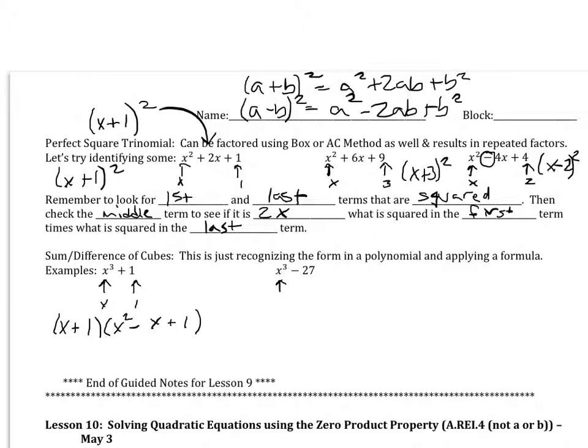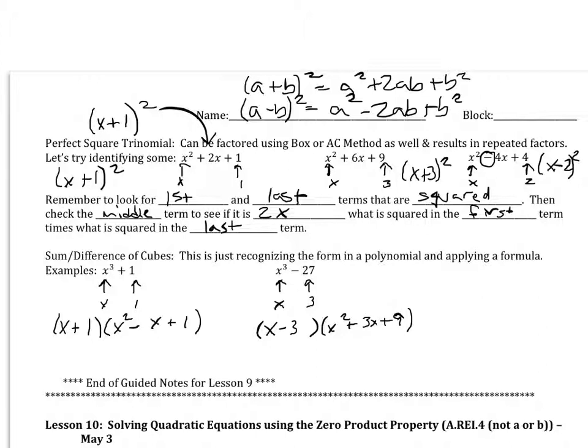Let's try another one. The thing that's cubed here is x. The thing that's cubed here is 3. Remember, our first term is going to keep the original sign, so x minus 3. Square the front, we get x squared. Square the back, we get 9. Multiply the 2 in the middle, and flip the sign, and so we get plus 3x plus 9 for the remaining portion of this.